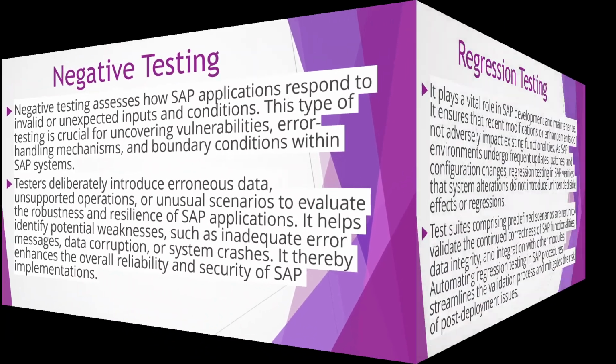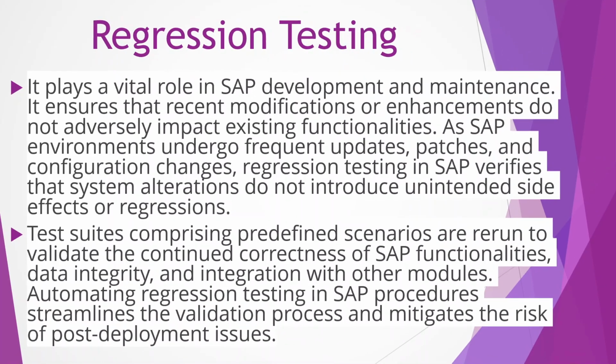Let's proceed further. Regression testing. This is one of the very important testing methods. It plays a vital role in SAP development and maintenance activity. It ensures that recent modifications or enhancements in the SAP system, such as patches and configuration changes, do not impact the existing SAP system in a negative way. Regression testing in SAP verifies that system alterations do not introduce any unintended side effects or regressions.